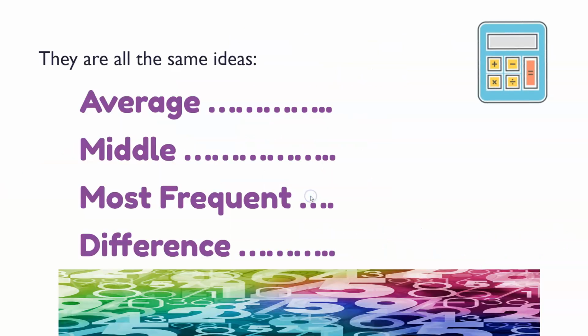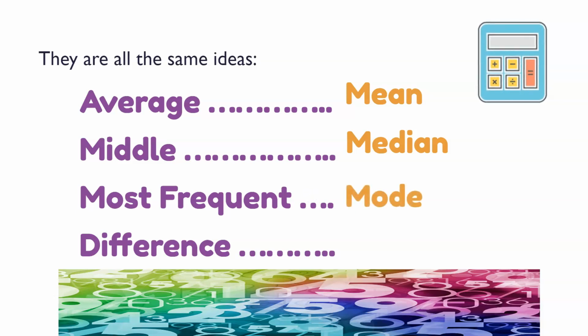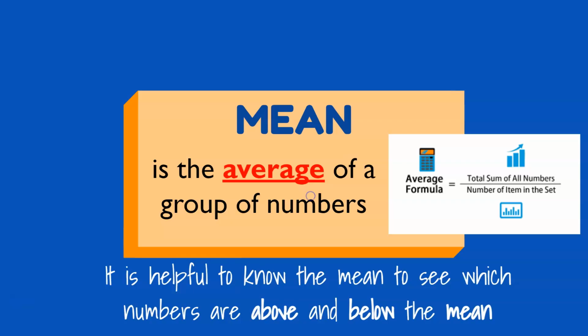So I'll show you what I mean. They're the same ideas. The average, middle, the most frequent, and difference. So average is the same as mean, middle is the same as median, most frequent is mode, and difference is the range of a data set or a collection of numbers.